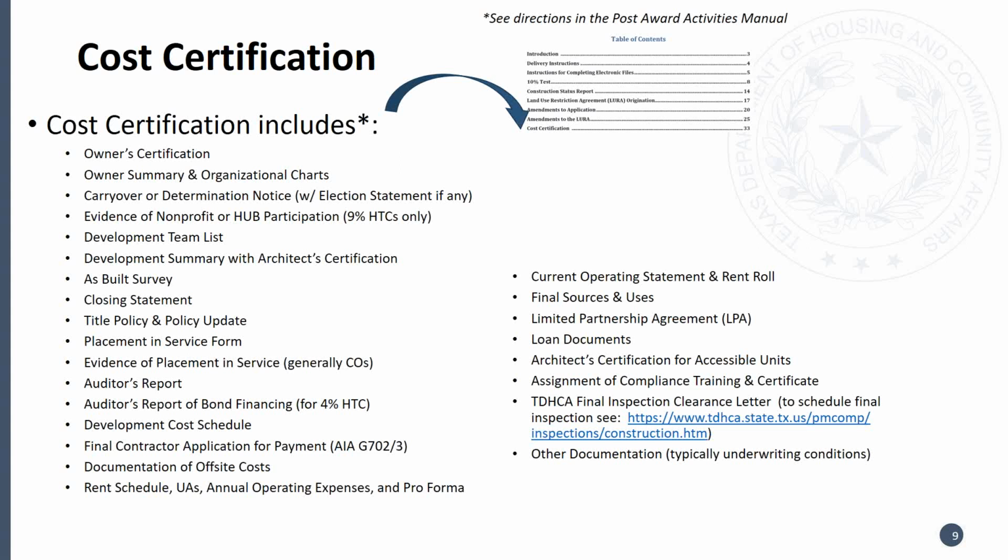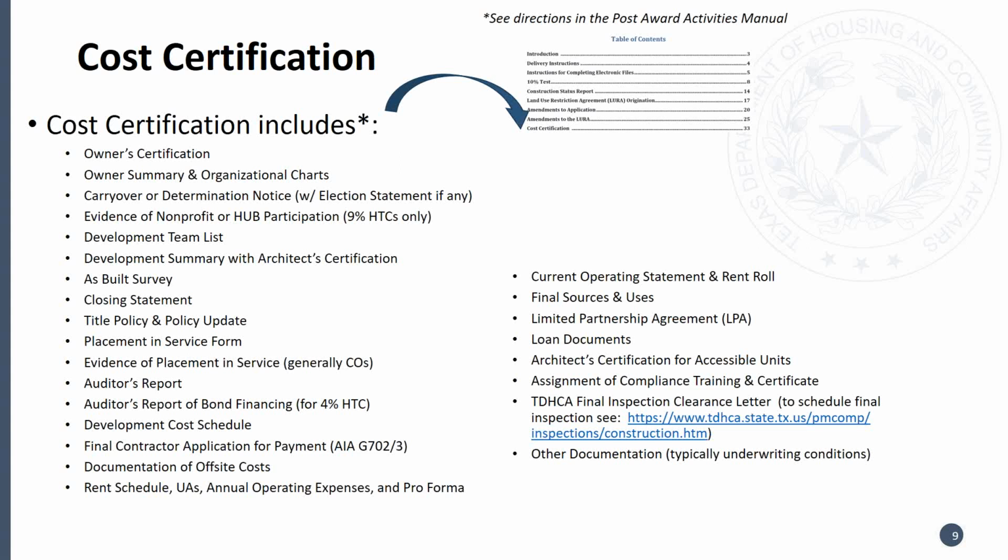There are a few other requirements as well for the survey, so the post-award activities manual will provide you an overview of what goes into all of that. The closing statement is the closing statement for the purchase of the property. Sometimes we get the closing statement for the actual financing, which is not the right one. Typically, the closing statement is submitted, one, to confirm the purchase price, and then in the case of acquisition rehab developments, just going back and determining the acquisition placed in service date.